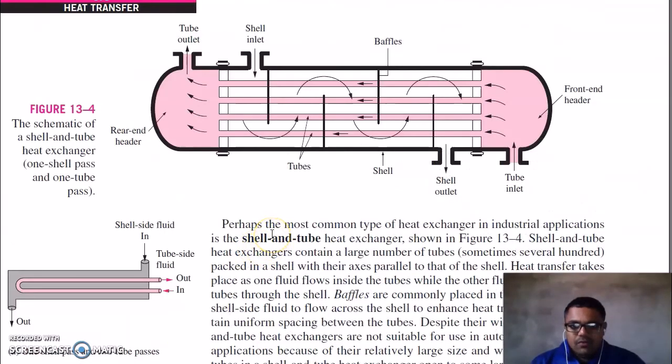The most commonly used tube exchanger is the shell and tube heat exchanger. So this is your one shell pass and one tube pass. These are baffles. So this is your shell inlet. This is your fluid passage from this white space, and this will be shell outlet, and this is your tube inlet.